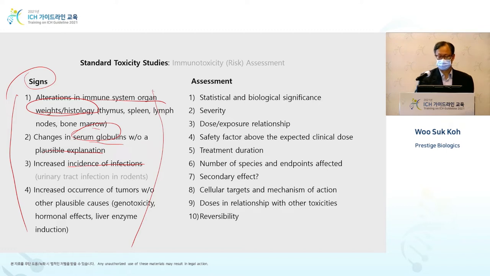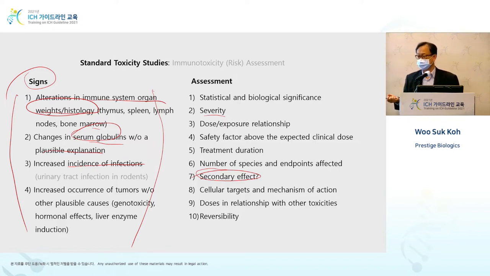So is it biologically significant change? Even with the sign, how severe it is? Is it related to dose? All these must be considered. And is this secondary effect? If so, it does not create immune toxicity.